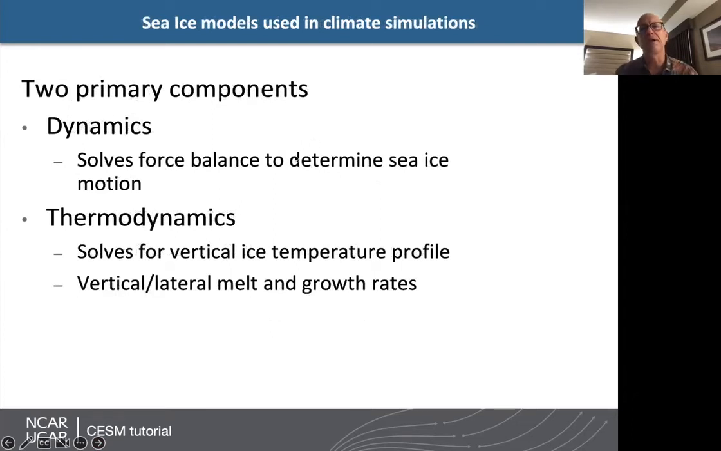So the two primary components, and I'm trying to be cognizant of the time here, so I might zip through some of this, but there are two primary components to building a sea ice model. We have a dynamic formulation, and I'll show you the equation on the next page. And then we also have a vertical thermodynamic formulation too. And this solves for the internal ice temperature profile and also takes into account some vertical and lateral growth and melt processes.